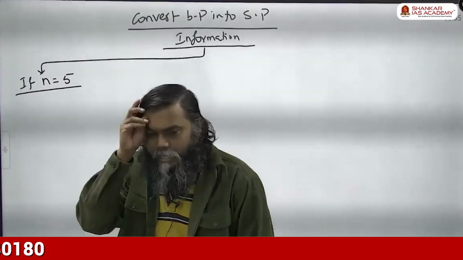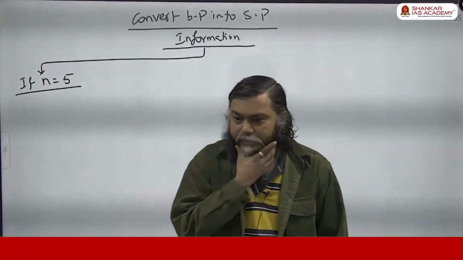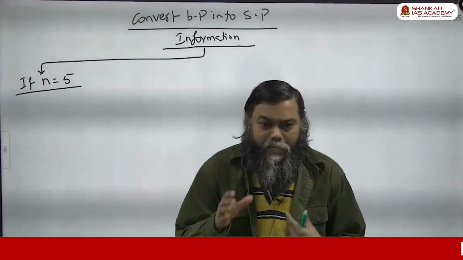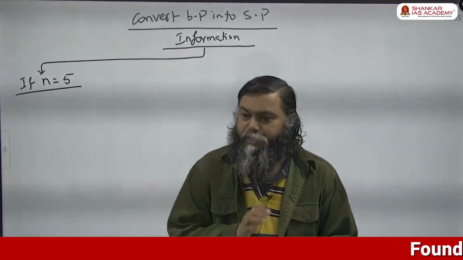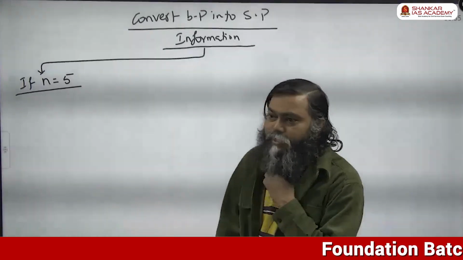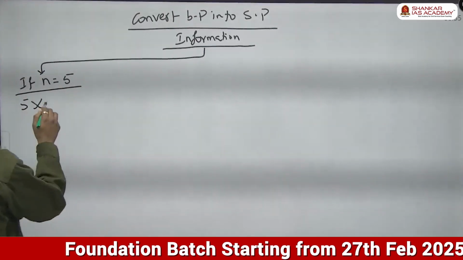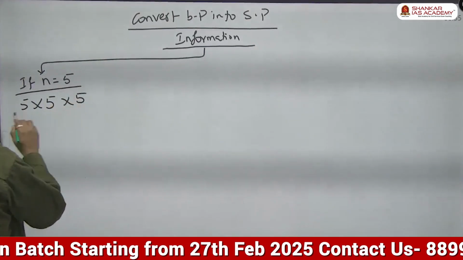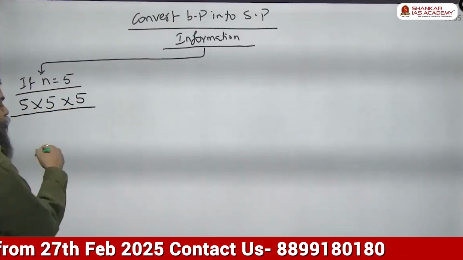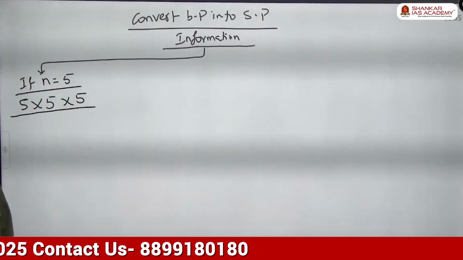Ready? What is called n equal to 5? Length 5 pieces, breadth 5 pieces, height 5 pieces. Each side, how many pieces? What is the dimension? 5 into 5 into 5. That means the smaller piece dimension is going to be 1 into 1 into 1. Do you understand this?